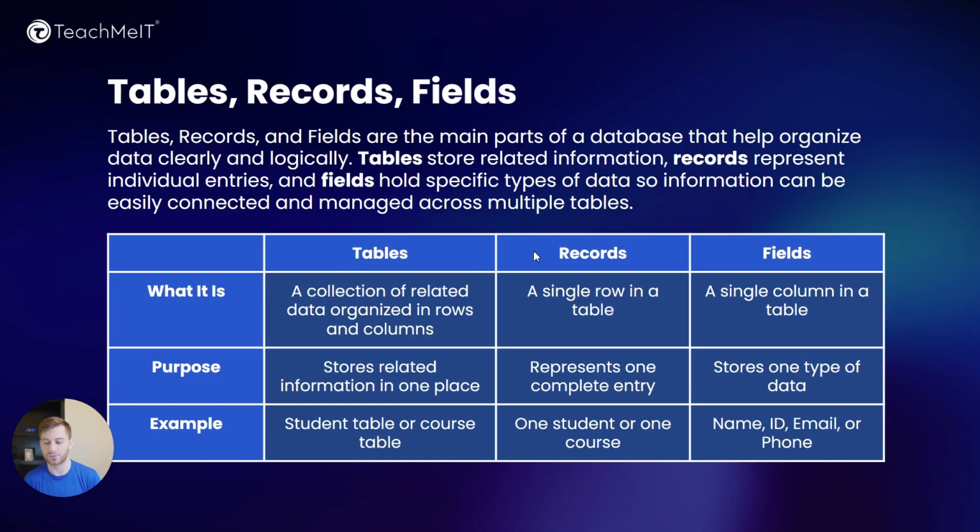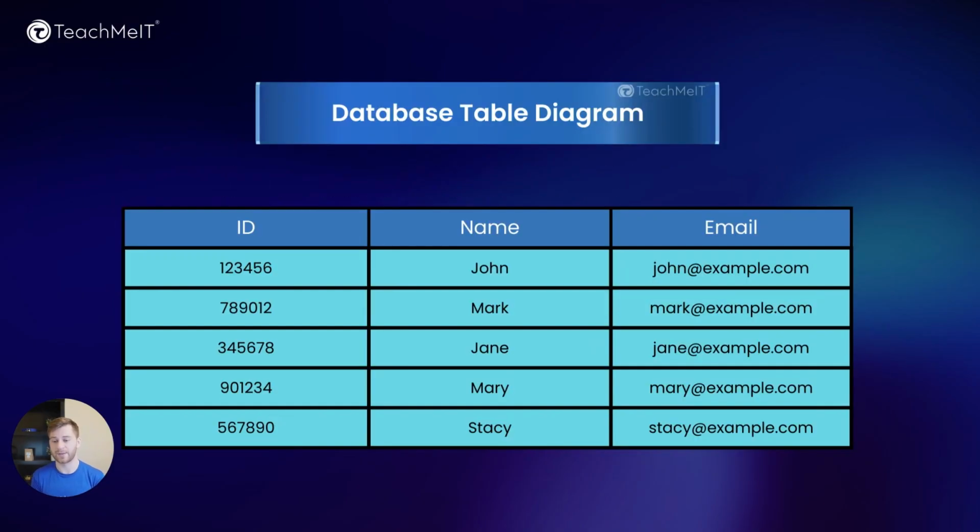An example might be a student table. Records, single row in a table, represent one entry. An example here would be one student or one course. Fields is a single column in a table. So fields, again, they're part of a table. They store one type of data. And an example could be the one type of data being a name, ID, an email, phone, address, things like that. Here's an example of a database diagram.